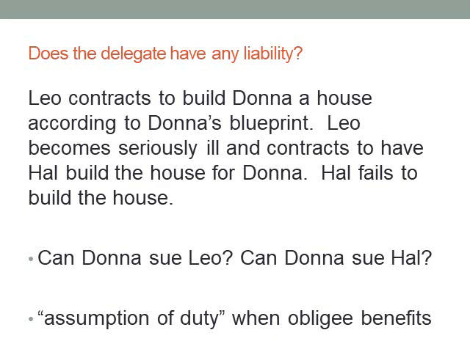If a delegate has made a promise of performance that will directly benefit the obligee, there is an assumption of duty. So the breach of that duty makes the delegate liable to the obligee. So, yes, Hal could be sued here by Donna, and Karl can sue Frank in the example above. So you'd have options. Donna can sue both Leo and Hal, or can just sue Leo.